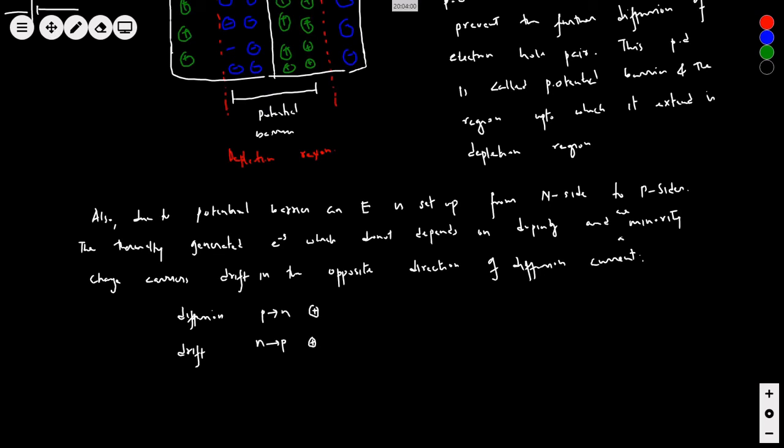Okay, so you can see the electric field, I will write it here. When the electric field is set up across the N side and P side, the thermally generated electrons, which do not depend on doping and are minority charge carriers, drift in the opposite direction of the diffusion current. Correct?